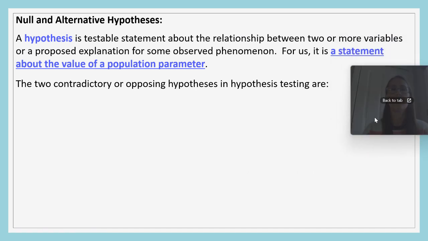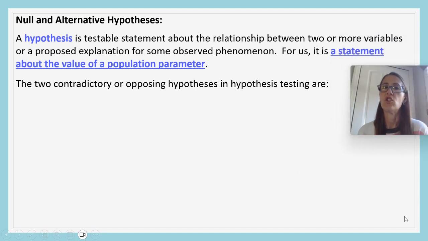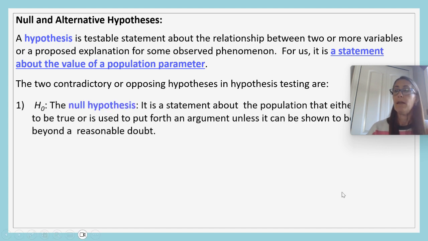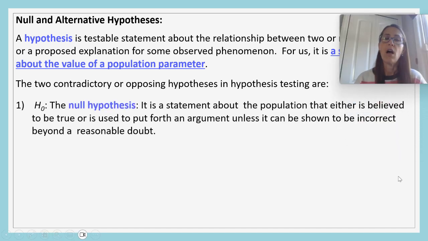A hypothesis is a testable statement about the relationship between two or more variables or a proposed explanation for some observed phenomenon. For us, it is a statement about the value of a population parameter. The two contradictory or opposing hypotheses in hypothesis testing are, so we call this H sub 0 or H naught, and that's the null hypothesis. And this is a statement about the population that either is believed to be true or is put forth as an argument unless it can be shown to be incorrect beyond a reasonable doubt.